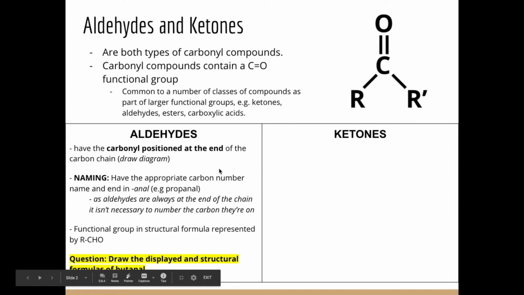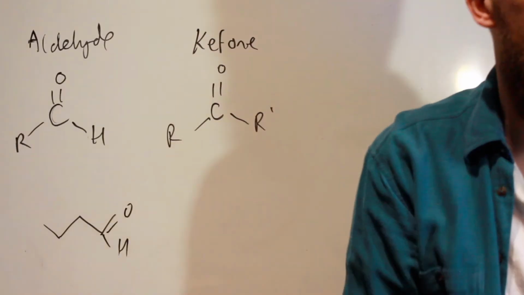We can represent this in a structural formula by having the RCHO. This is different to the alcohol that has the COH. CHO shows us that it's the aldehyde as opposed to the alcohol. Here's a question, straight up, pause: draw the displayed and structural formulas of butanal. Give that a go for me now, and you can check it when you resume.